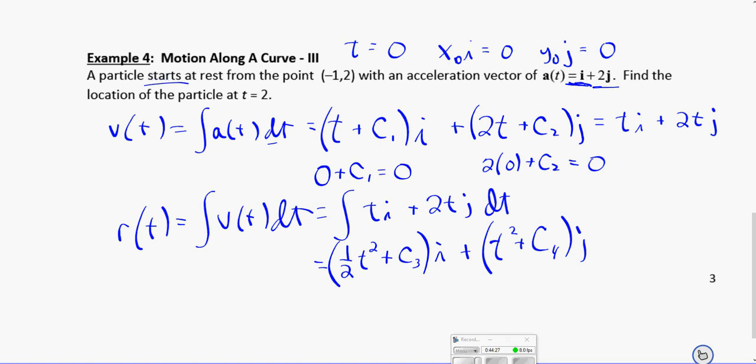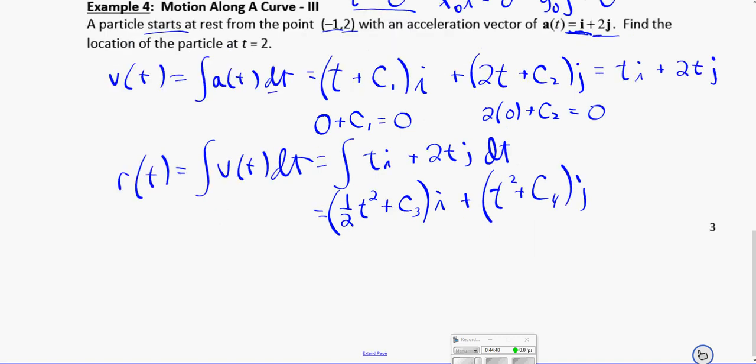And now I've got the 3 numbers. At t equals 0, the horizontal is -1 and the vertical is 2. So 1/2 times 0 squared plus c3 equals -1, so now I know c3 equals -1. 0 squared plus c4 equals 2, so now I know c4 is 2.